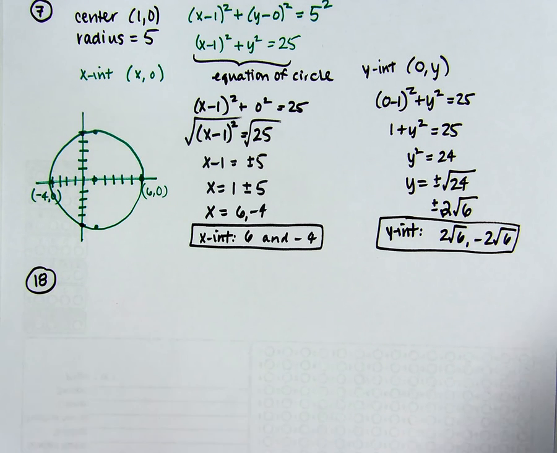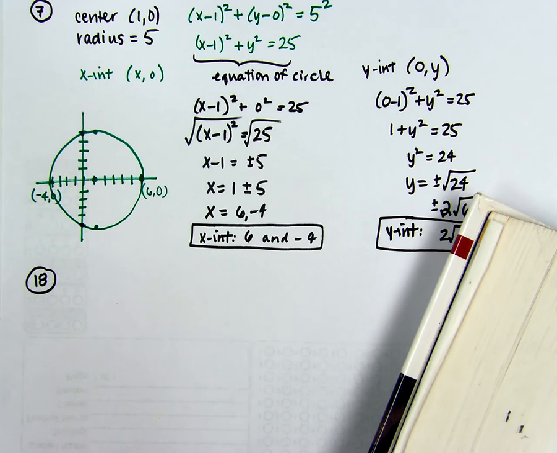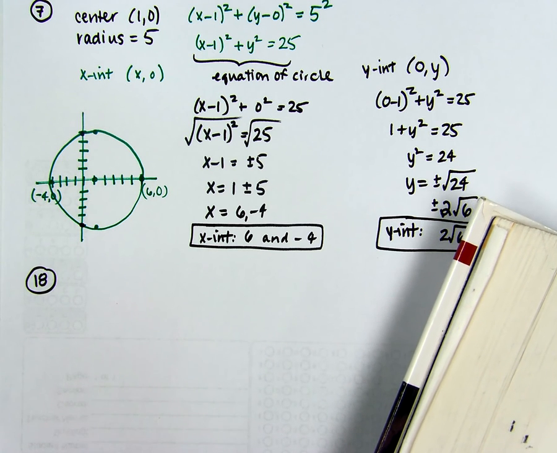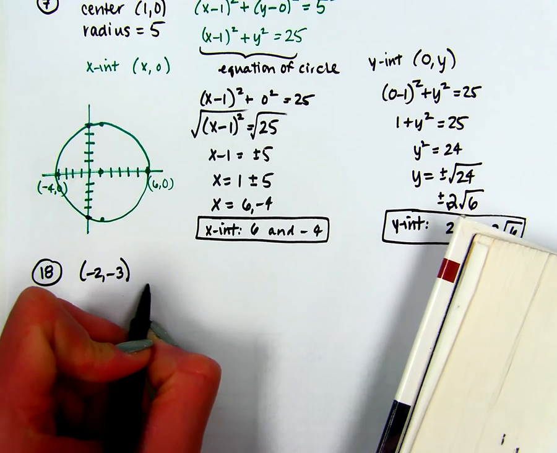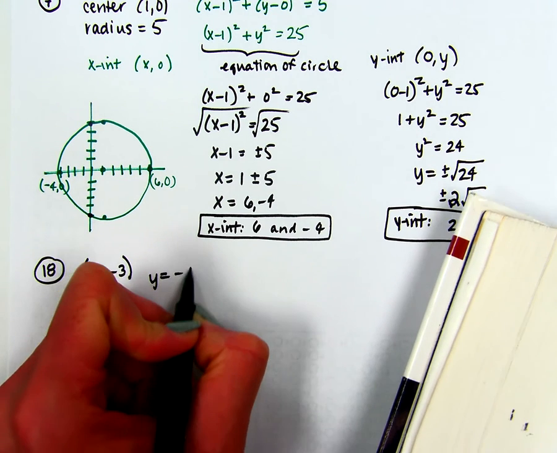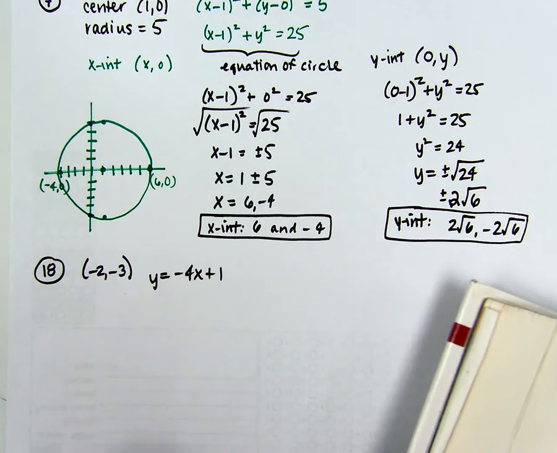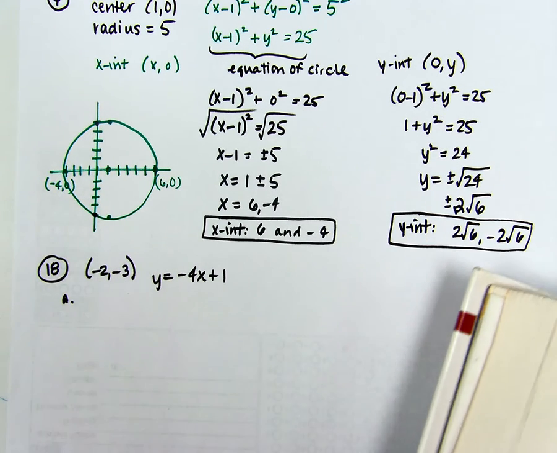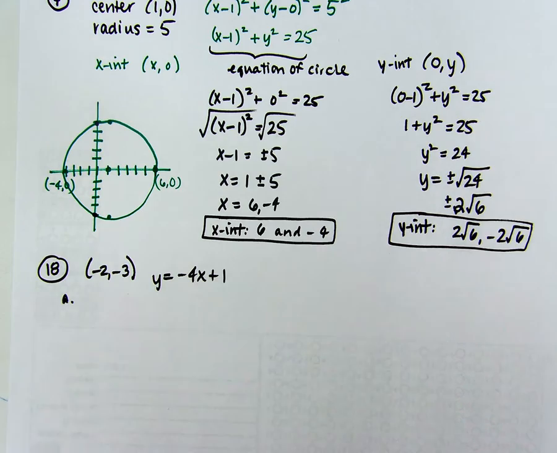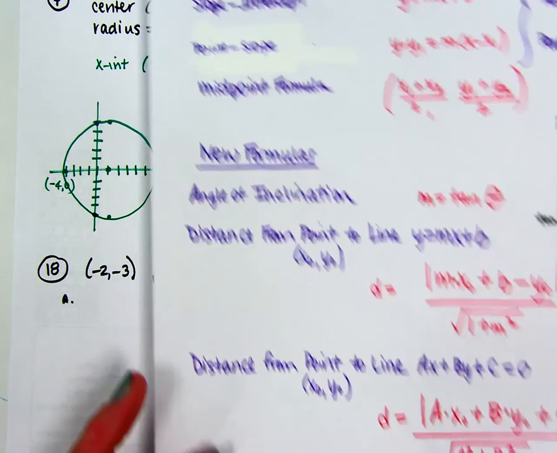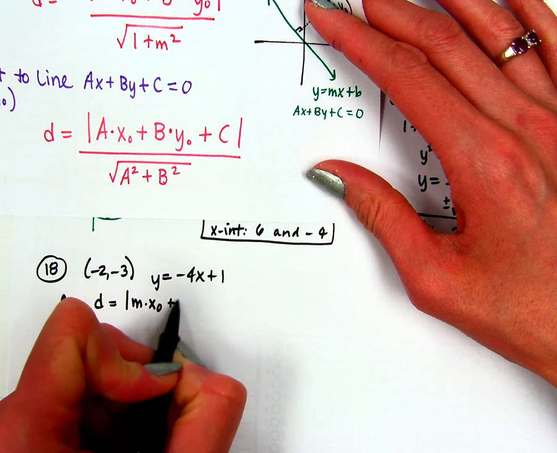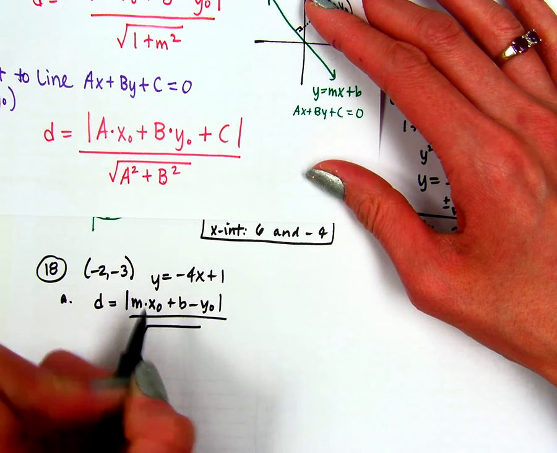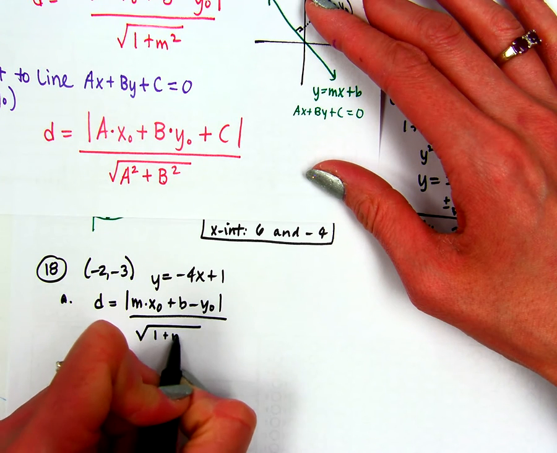All right, so number 18 says that they want you to find the distance from the point to the line using each of the two formulas that they give you. So the point is -2, -3, and the line that they give you is y equals -4x plus 1. All right, so for part A, they want you to use the first formula, which is this one. Okay, so we've got d equals m times x sub 0 plus b minus y sub 0 over the absolute value of all that over the square root of 1 plus m squared.